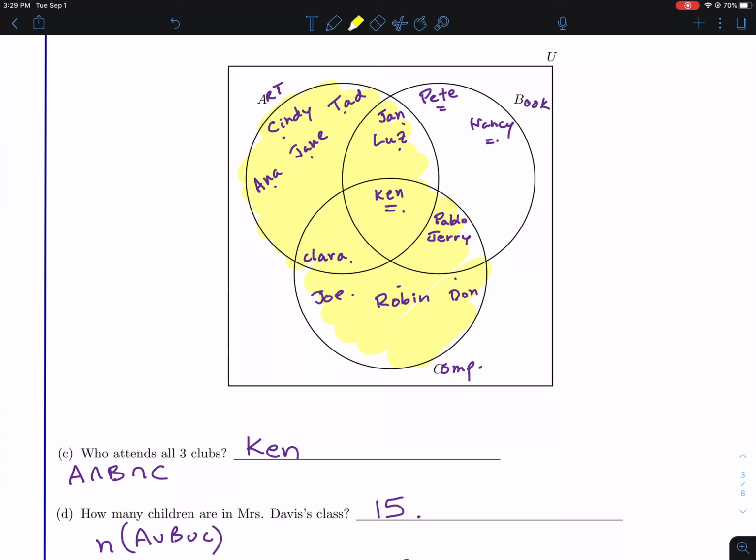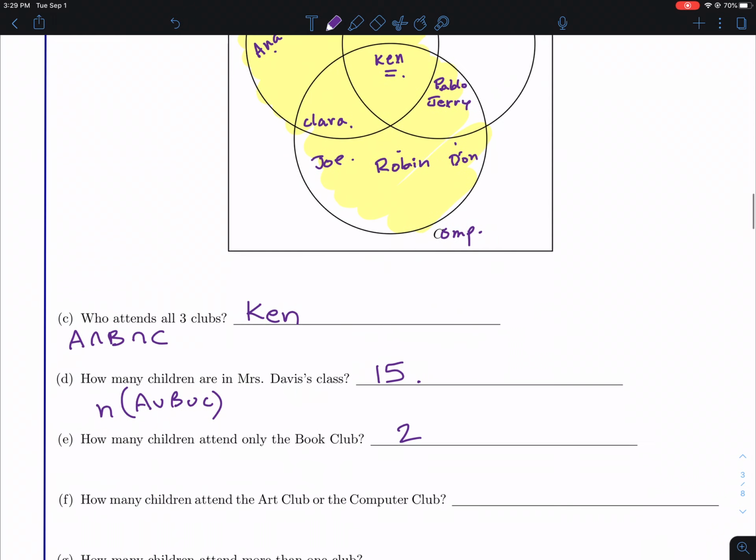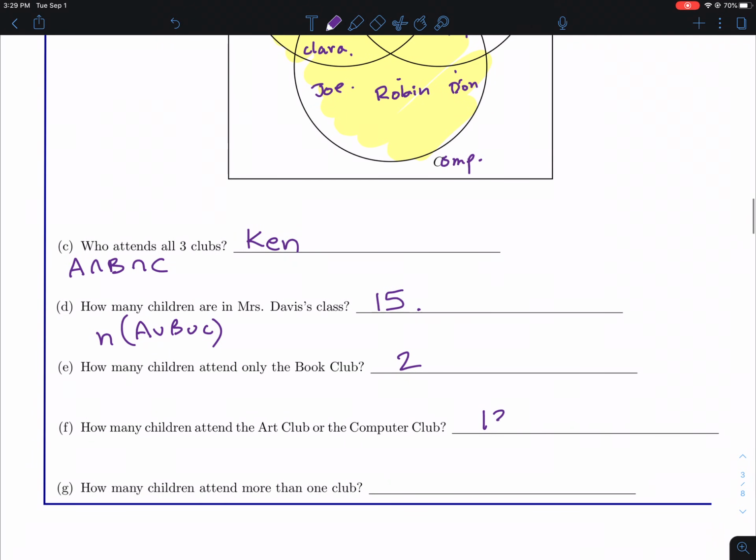So again, if we just go through and count, we've got 1, 2, 3, 4, 5, 6, 7, 8, 9, 10, 11, 12, 13. So there's 13 that attend the art club or the computer club.